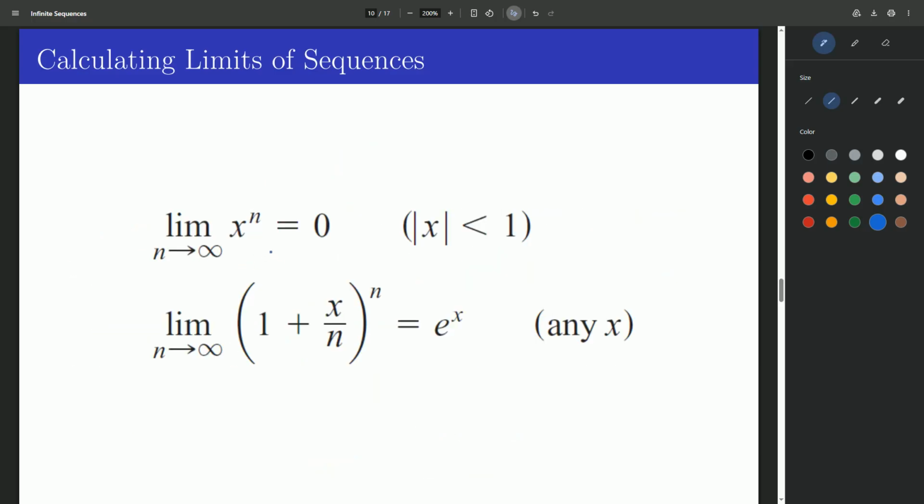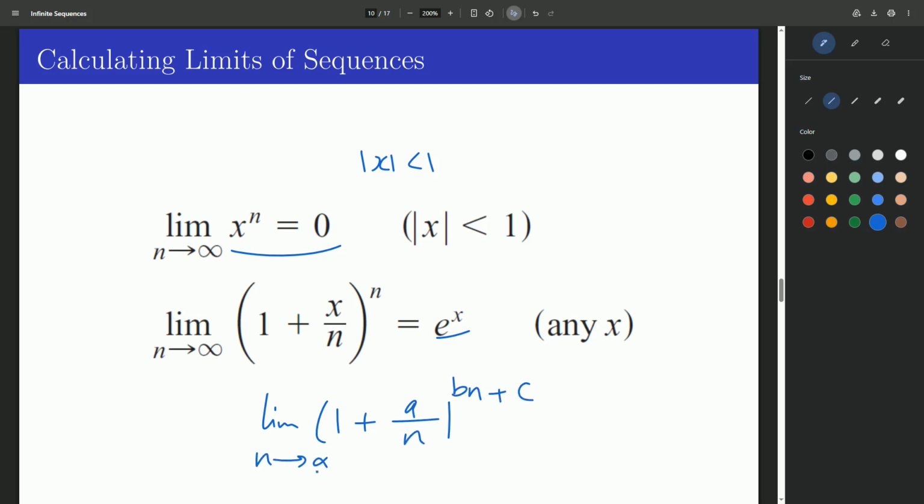These are two important limits. x to the n when n approaches infinity. If the absolute value of x is less than 1, if you take that value to some power and the power increases, then this term will decrease and approach 0. So for any x with absolute value less than 1, this limit is 0. The second one is another important limit: 1 plus x over n to the n, for any x, approaches e to the x. Or in general, if I have a divided by n, all to the power b times n plus c, for any a, b, c, this is e to the a times b.